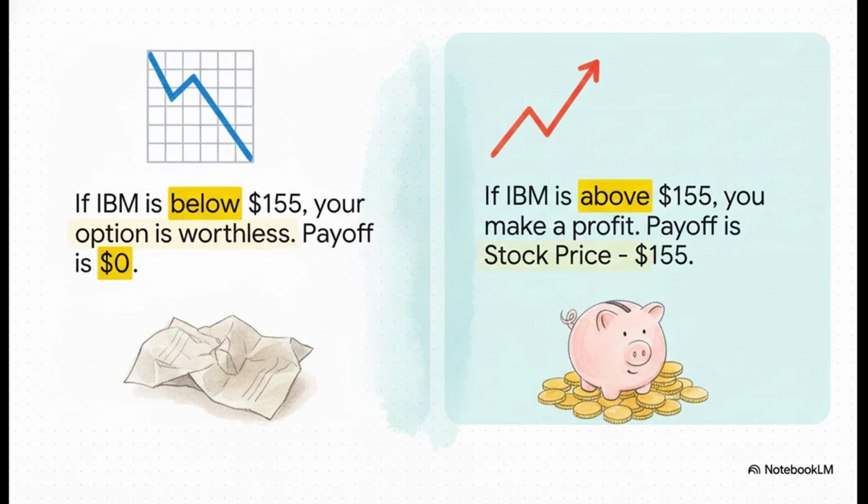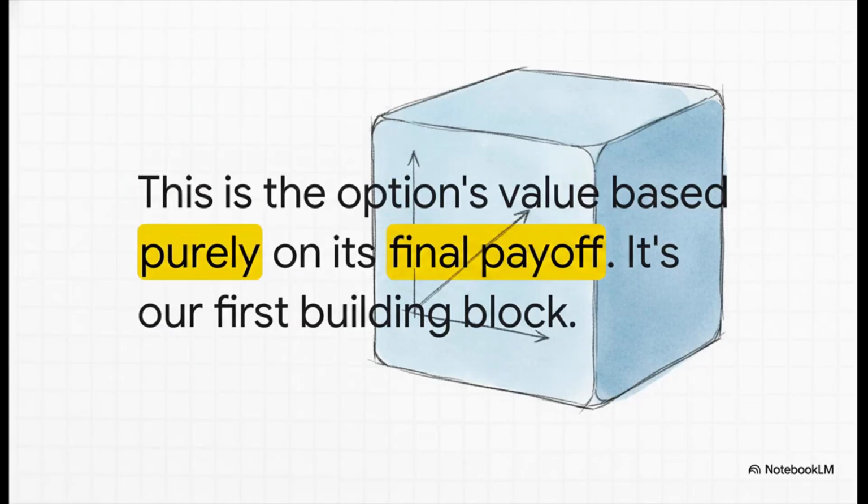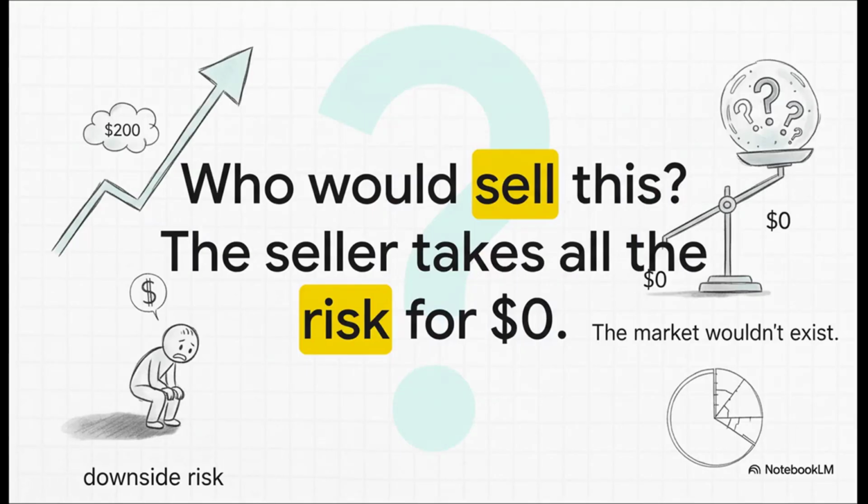But if the stock is above $155, say at $170, then bingo, you get to buy it for $155 and make an instant profit. So this simple calculation gives us what's called the option's intrinsic value. It's the value based only on that final payoff. It's our first building block, our starting point. But it is definitely not the whole story, not by a long shot. And that leads to a huge, glaring problem.